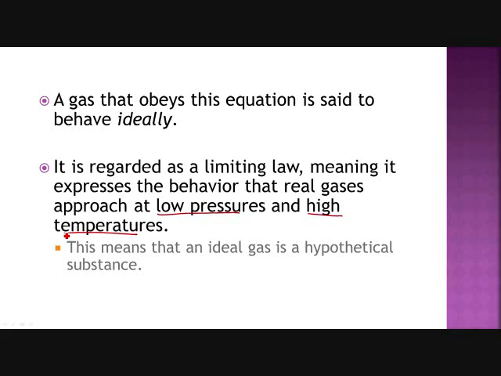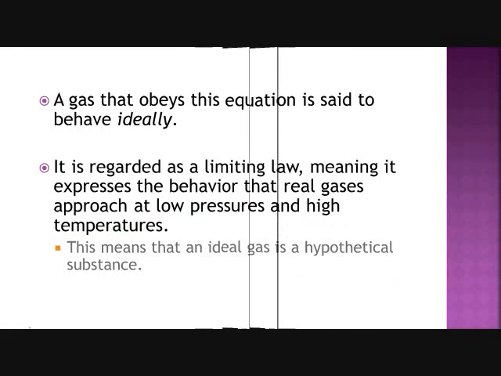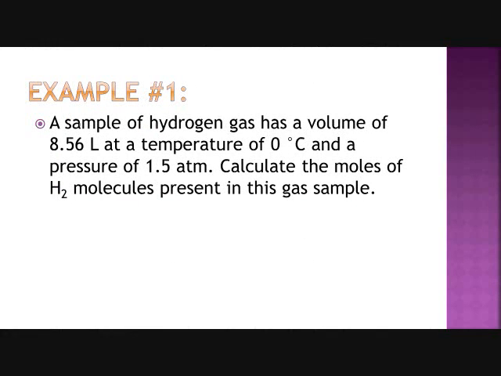Okay, so just to practice how to use the PV equals nRT equation, a sample of hydrogen gas has a volume of 8.56 liters at a temperature of 0 degrees Celsius and a pressure of 1.5 atmospheres. Calculate the moles of H2 molecules present in this sample. So it's always good to know what you have and know what you don't have. Okay, so the 1.5 atmospheres will be our pressure. We don't need to convert that because it's already given in atmospheres.